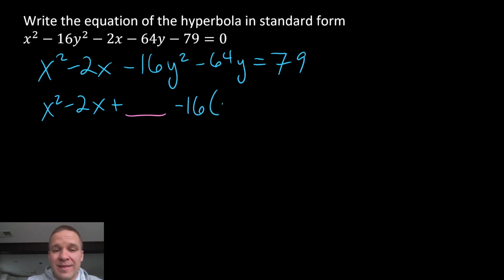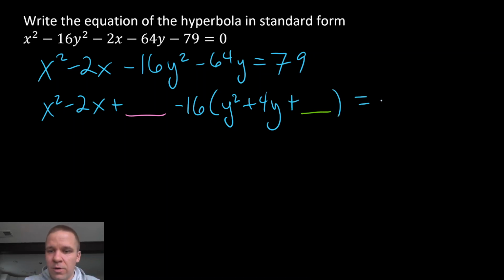We're going to factor that out as a GCF, and negative 64 divided by negative 16 is going to give me positive 4y. And at this time, I'm going to go ahead and leave a nice green blank there, equals, and then I have 79 plus the pink number and the green number, whatever I come up with here in just a moment.